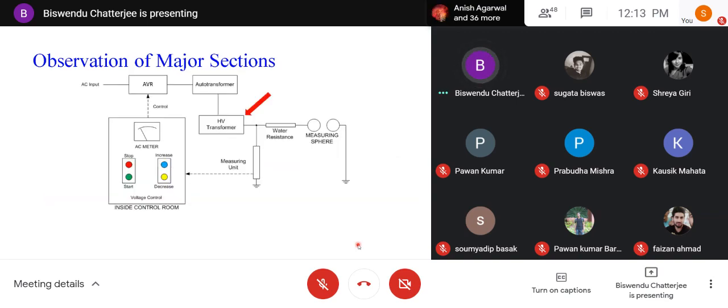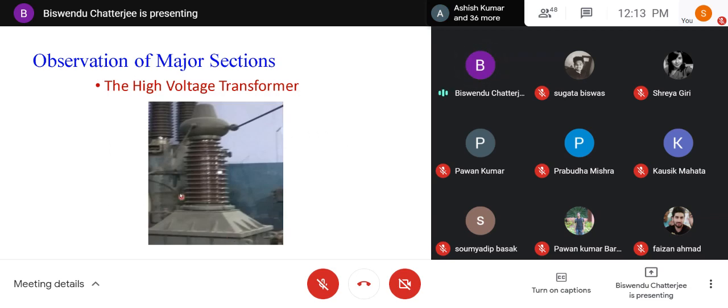Now next is the high voltage transformer. This is the main thing that generates the high voltage. Actually, if you look at all these systems, this is the thing by which our lab differs from other labs, that we can generate this high voltage with the help of this transformer. This is the structure of the high voltage transformer. It is 250 kilovolts.